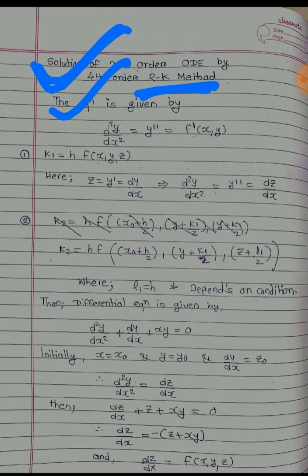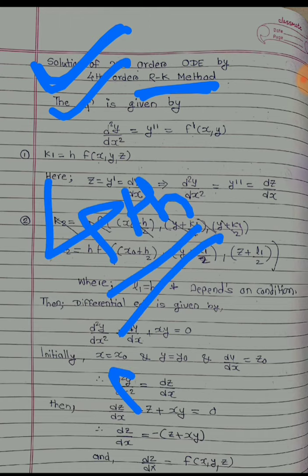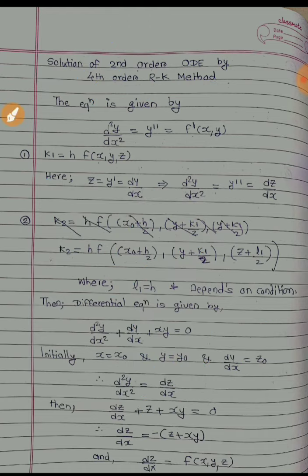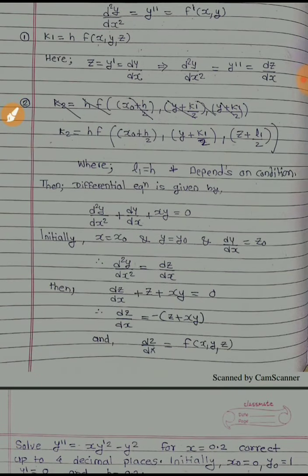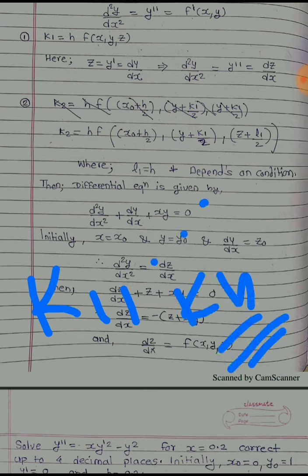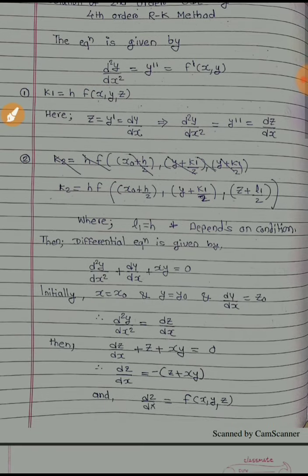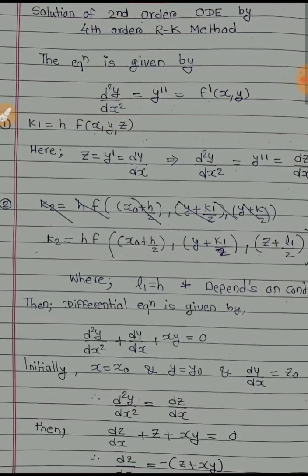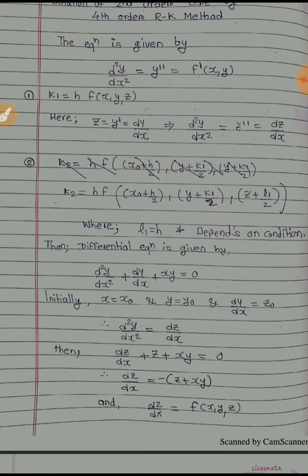So we need to understand friends once again, in fourth order RK method, we are using four constants. Those are k1, k2, k3 and k4. These four constants are to be used. The formulas for fourth order RK method are like this. So for understanding the difference between the formulas of the previous method and this one, let us try to understand.